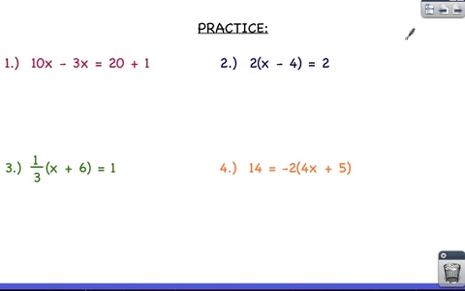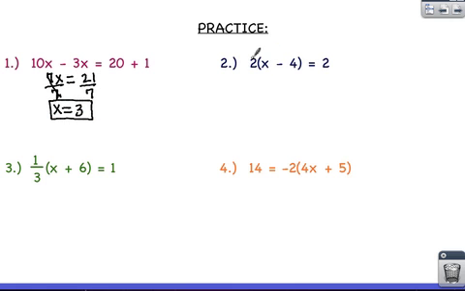Pause the movie to try these 4 questions on your own and resume when you're ready. Number 1, we have to combine like terms. So 10x minus 3x is 7x, and 20 plus 1 is 21. And now we can divide both sides by 7 in order to get x equals 3.